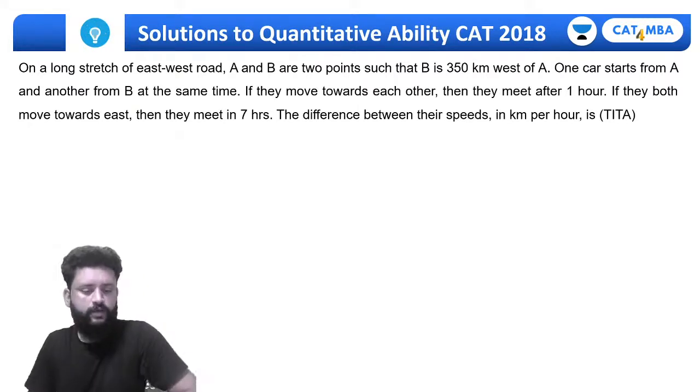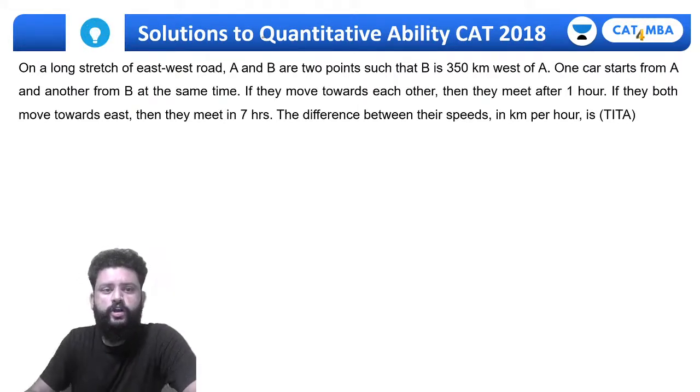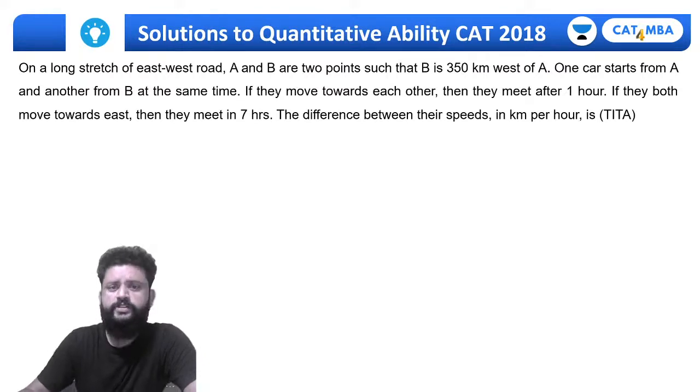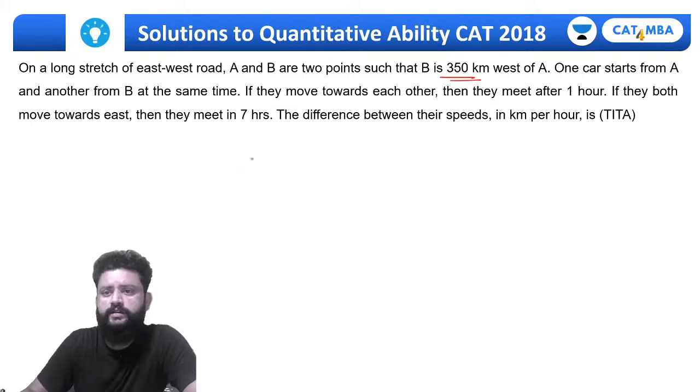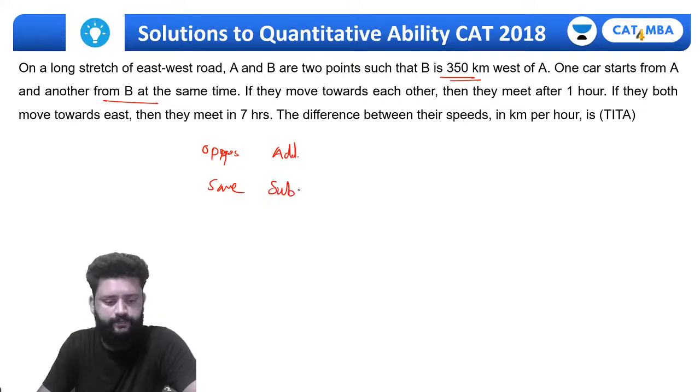This one is an easy question from speed, time and distance. On a long stretch of east to west road, A and B are points such that B is 350 km west of A. One car starts from A and another from B. Actually, you need not draw the diagram if you know the relative speed. In opposite directions we add the speeds, and in the same direction we subtract the speeds. That's the only concept you need to know here.